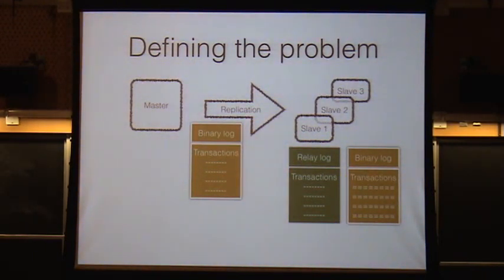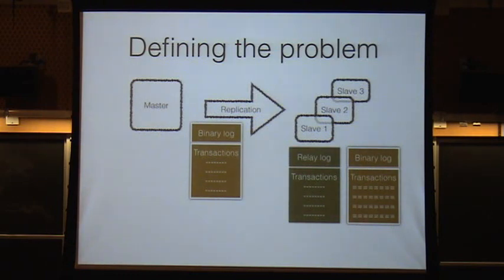You have a master, the master writes the binary log. And you have several slaves that you want to prepare as candidates for master. As candidates for master, they have their own relay log and they have their binary log. So far, so good. As long as the replication works, everything goes fine and everybody's happy.